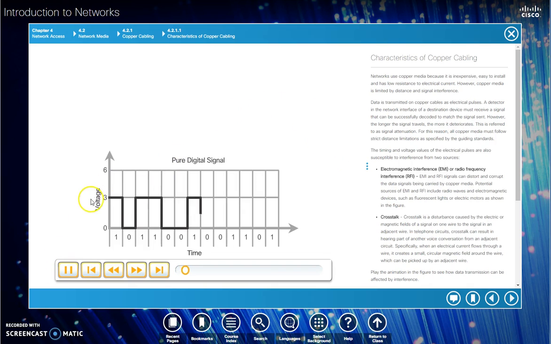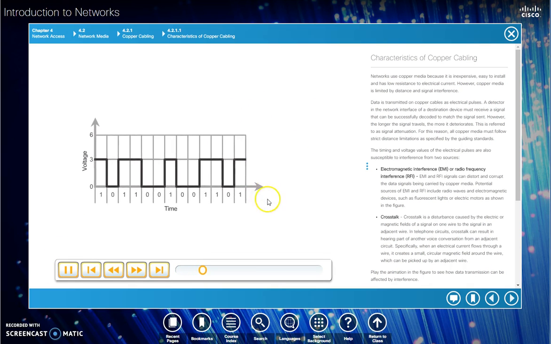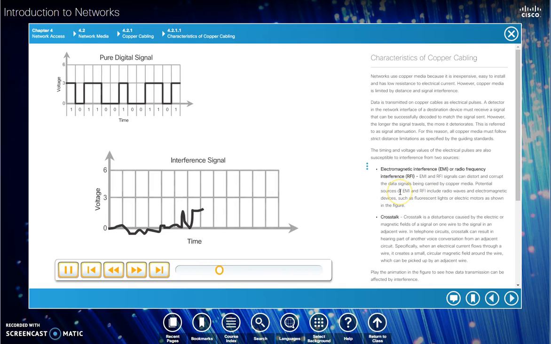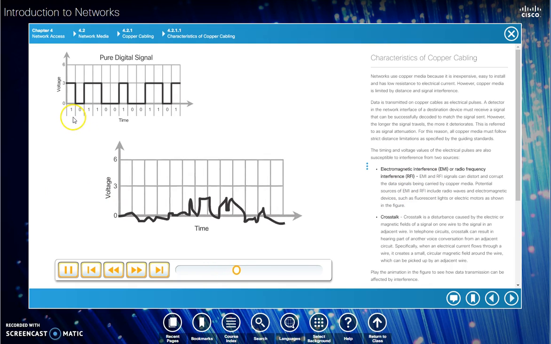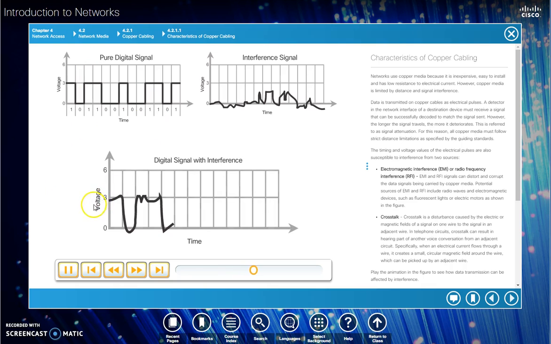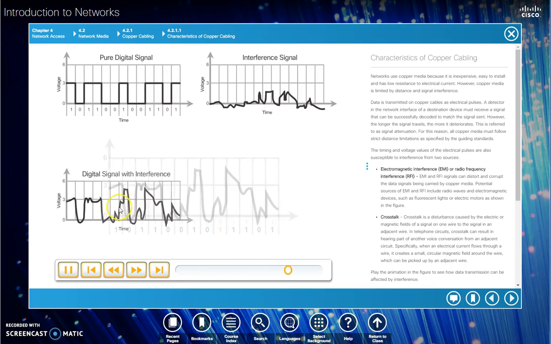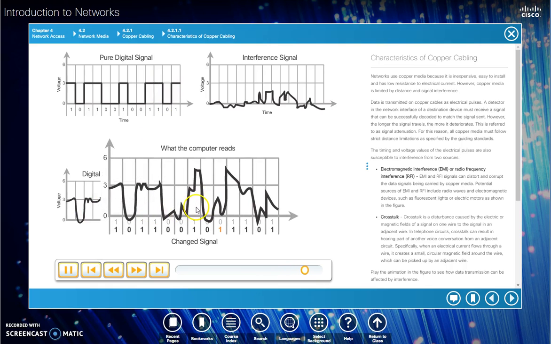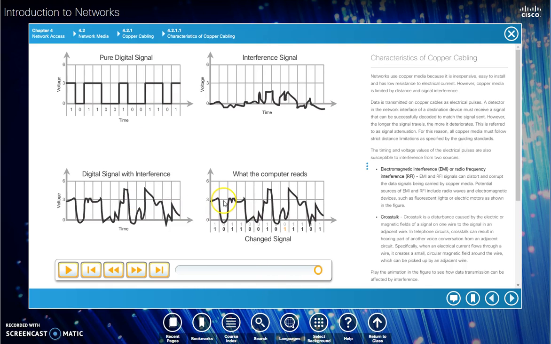Characteristics of copper cabling. That's what I'm talking about, an interference signal. So it doesn't come across as a smooth signal, it becomes a little different. So what the computer ends up reading is the wrong results. A bit got changed because it didn't get up there, or it went up and then went back down.